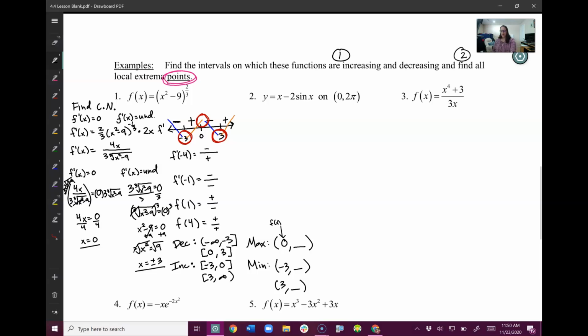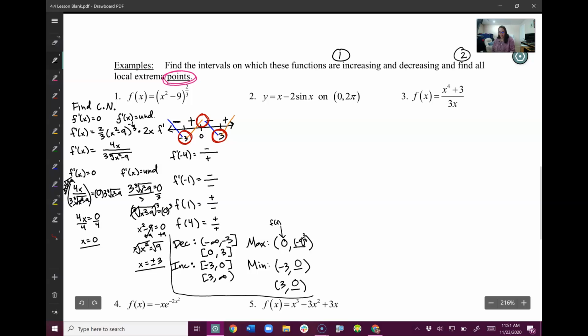So 0 squared is 0, minus 9 is negative 9. And then I'm going to have negative 9 to the 2/3. Now let's just leave it like that, because we don't have to simplify things, right? Okay, let's plug in negative 3. Negative 3 squared is 9. 9 minus 9 is 0. 0 to the 2/3 is still going to be 0. 3 squared is 9. Minus 9 is 0. 0 to the 2/3 is still 0.